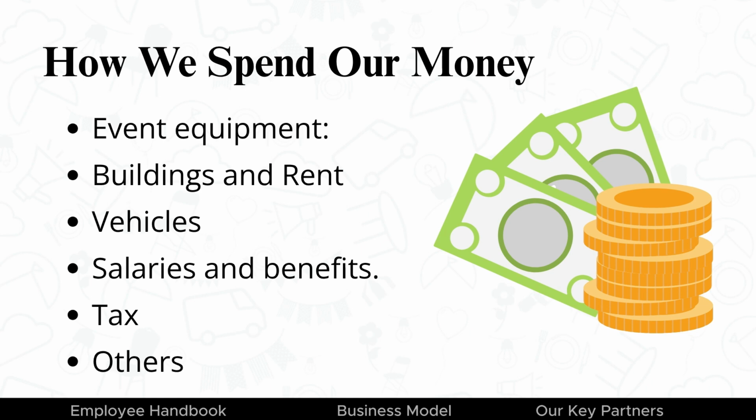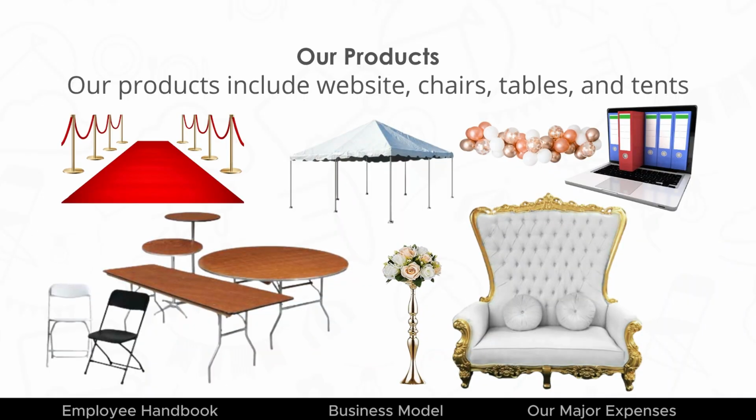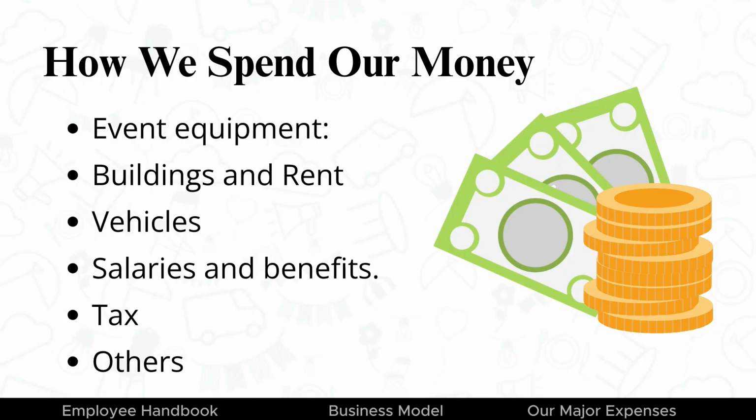So the last one on the list is cost structure. What chops our money? How do we spend our money? This one is very important. We spend millions of dollars buying event equipment such as tables, chairs, tents, flowers, and all this event equipment. We also spend a lot of money on rent, renting our place where we are and even the CEO office here.